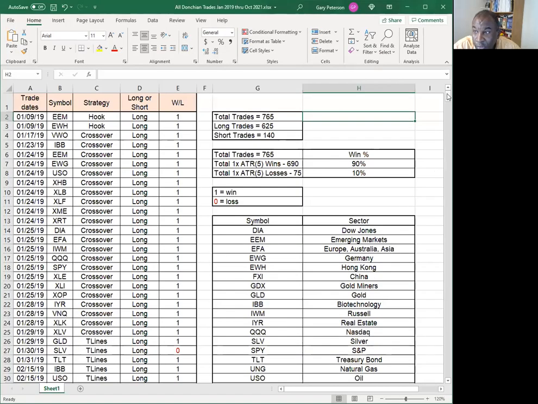This is also on the website. These are just the Donchian trades alone, just the Donchians. It's a group of 4 set strategies, 4 out of 6. Just Donchians alone since 2019, there have been 765 trades, 625 long, 140 short. Overall, 90% winning trades, 10% losses. This is the list from 2019 to now.